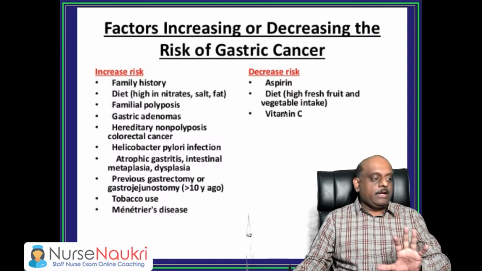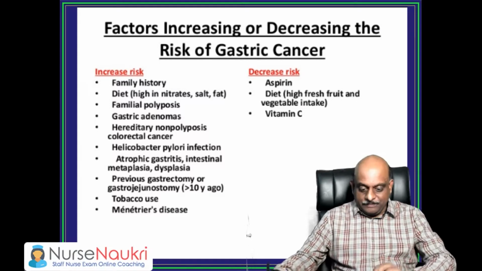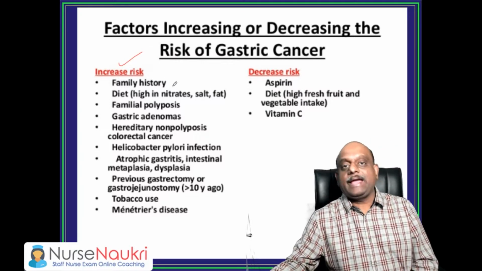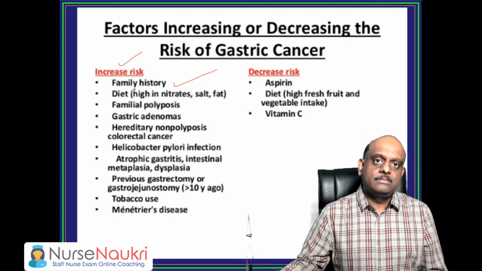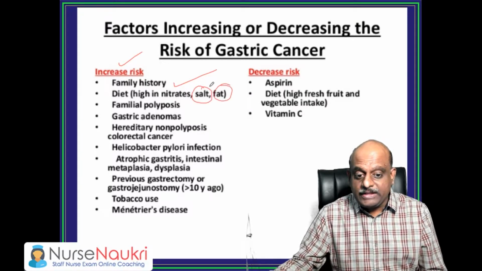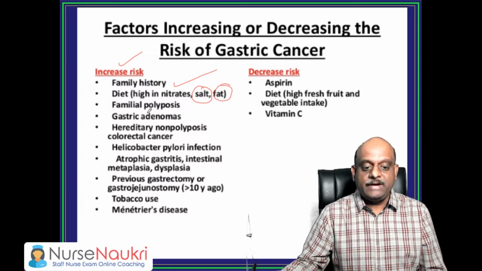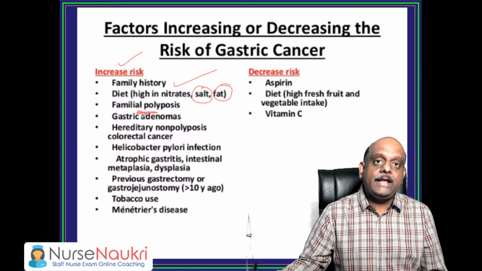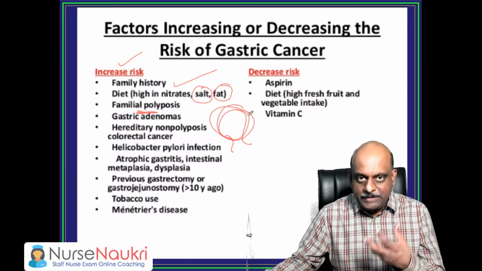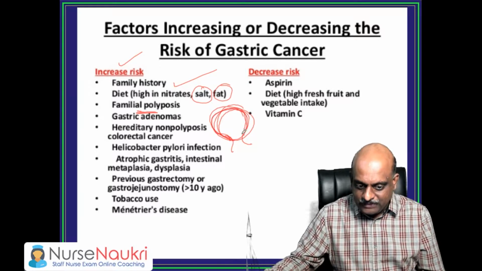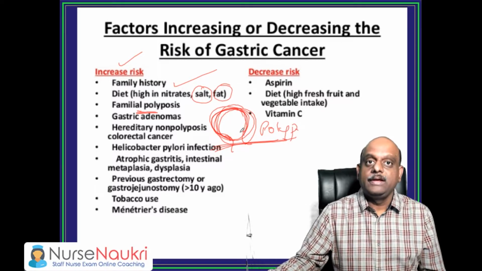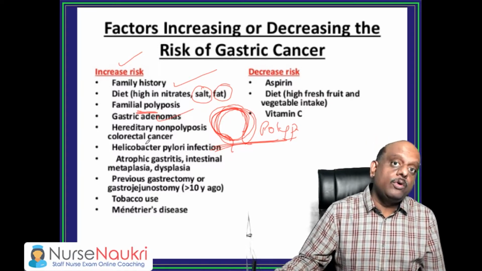So you should remember this list, sister. What leads to increased risk of stomach cancer? Family history. Daddy ko hai, uncle ko hai, grandpa ko hai. Any food which is very high in salt or fat is a risk factor. There is a condition called familial polyposis. Polyp means any epithelium which is heaped up like this from the surface. That is called a polyp. Similarly, in the stomach you will have adenomas in a few people.